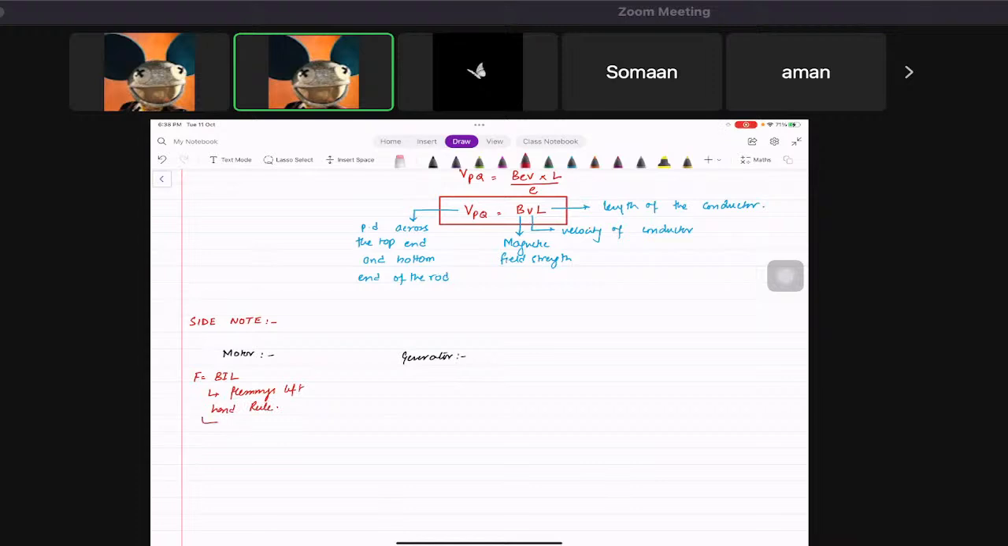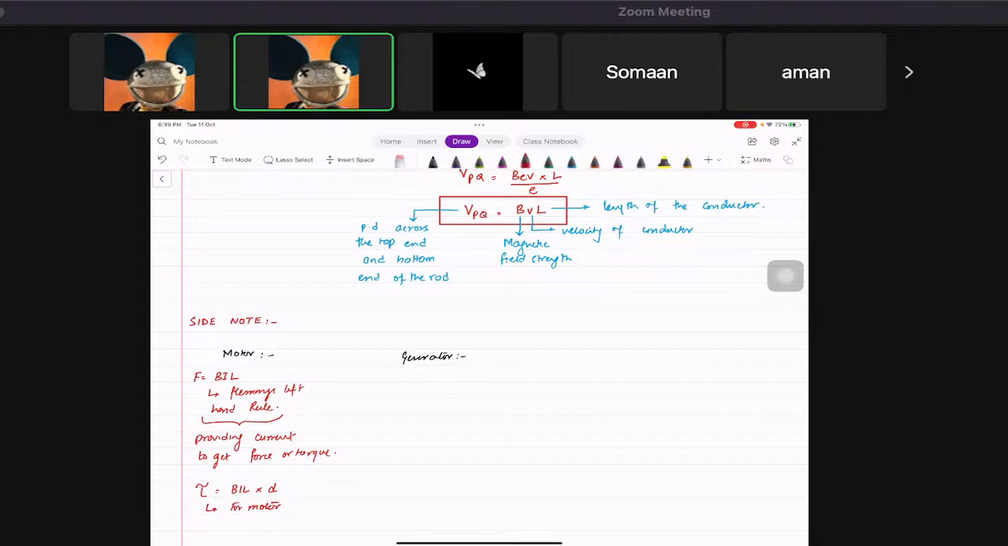So what we need to understand is that we are providing current to get force or torque, right? That's what we need. Whenever we need to find the torque, it is given by the force times the perpendicular distance, and that's for the motor only.